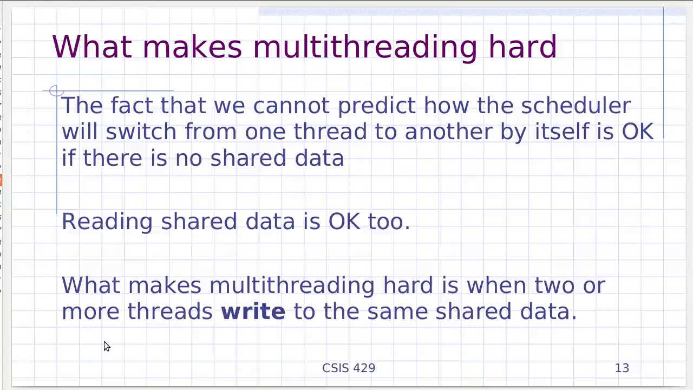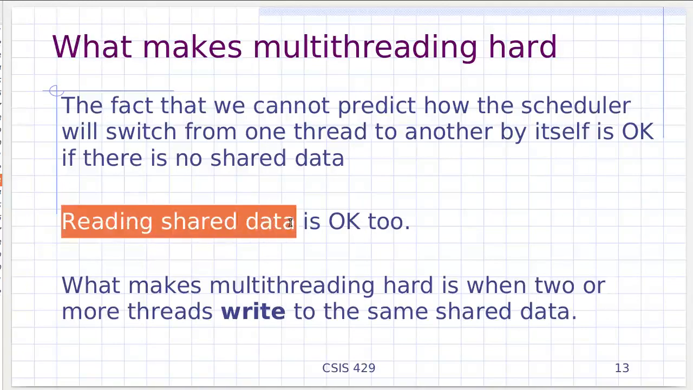So what makes multi-threading hard is the fact that we cannot predict how the scheduler and the environment it's running in, all the other things that are happening, will cause you to switch from one thread to another. It turns out this is okay most of the time if there's no shared data. If you do have shared data between the multiple threads and the process, then if all you're doing is reading the shared data, that's fine.